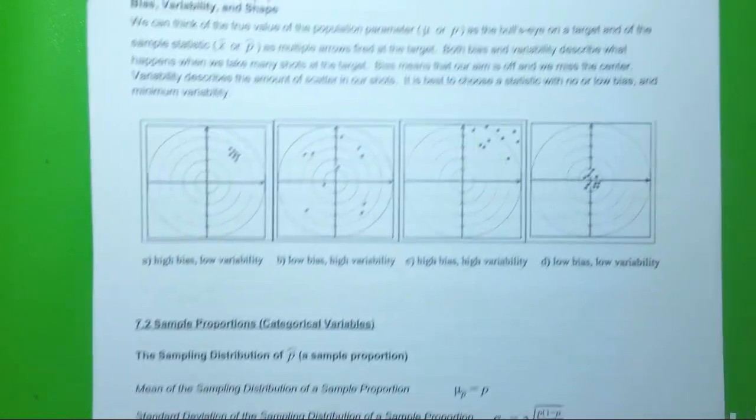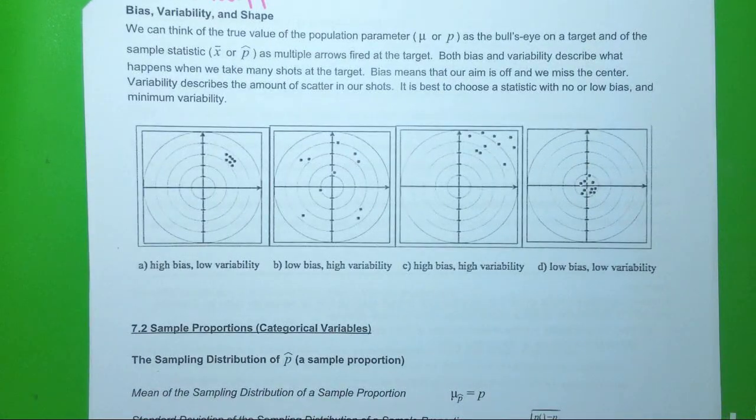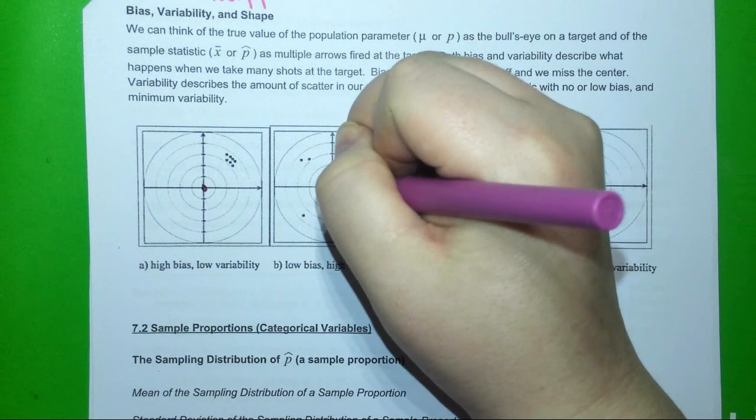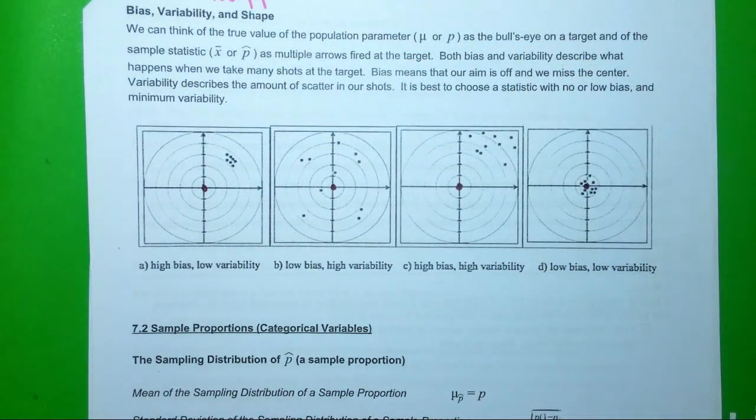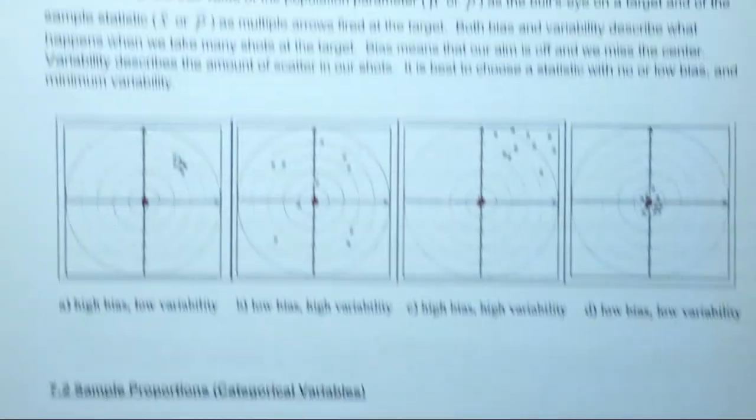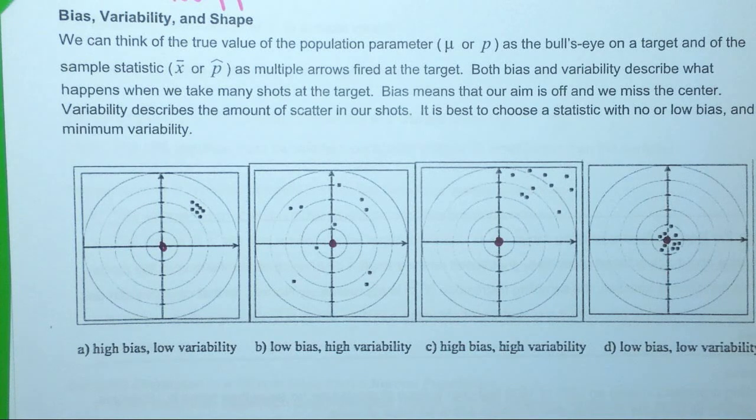Okay. I think we've talked about this before, but I like the bullseye. It always helps me. So clearly the center of the bullseye is our goal in life. That's where the true mean of our population is. That's what we're trying to hit when we take samples. We want to know that true mean. Now, if we have bias and variability, those might affect our shots at our target. Bias means our aim is off and we miss the center.